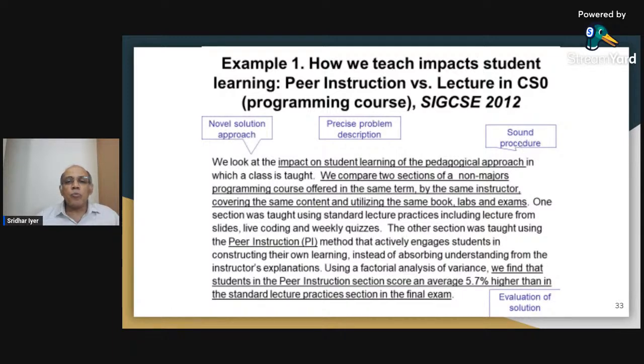And then it also has a sound procedure, because they're saying that, okay, we are comparing 2 sections in the same term using the same content, etc. And then at the end, there is an evaluation where they're saying that students in the peer instruction section did better than the standard lecture practices. So even though this is just the abstract, you are able to convey to the referee that, yes, I am precise about the problem, I have a novel solution, I have done my work soundly, and there is evidence that my solution makes a difference. So that's what you need to convey.